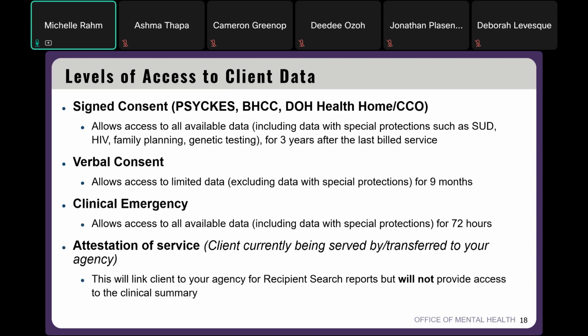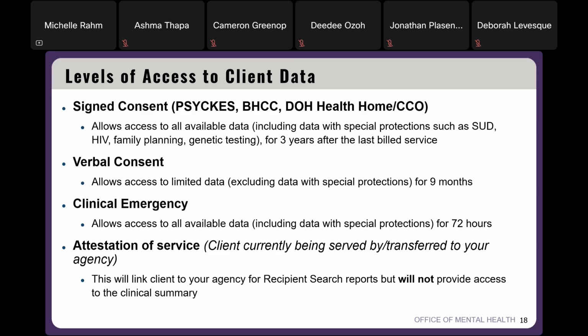So this slide describes what those different levels of access entail in PSYCKES. With assigned consent, this is your best option to view all available data for 3 years after the last billed service. So this means when you drill into that person's clinical summary, you can even view data with special protections, and that includes substance use disorder, HIV information, family planning, and genetic testing. And this is for 3 years after the last billed service. So that means if your agency continues to bill for that person or receive services for that person, then that timeline continues to renew. So that really is the best option to get signed consent.